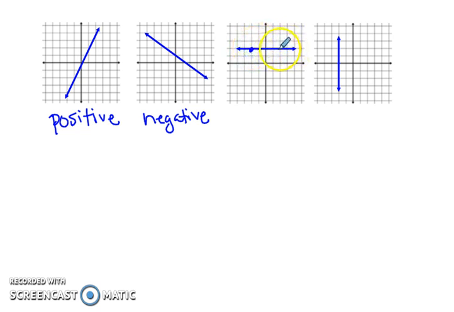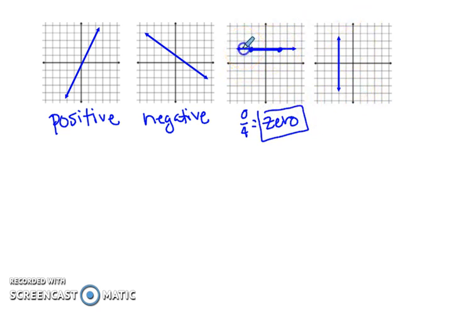Let's say I pick this point and this point. So if I start here, I'm going to go to the right 4, but I didn't rise up or down at all. So I had a 0/4 slope. Well, that just equals 0. Any horizontal line is going to have a slope of 0.